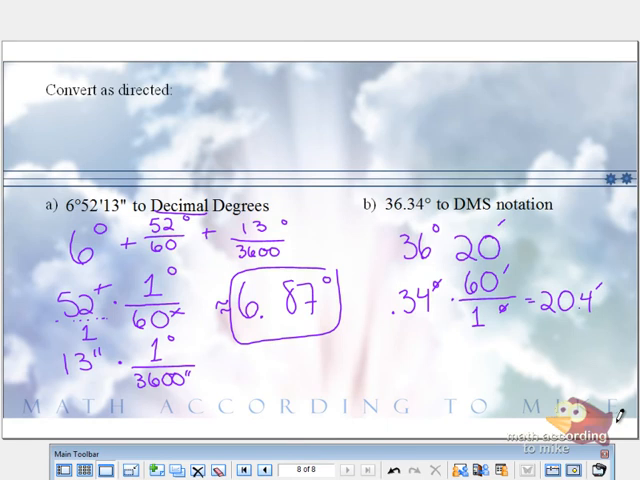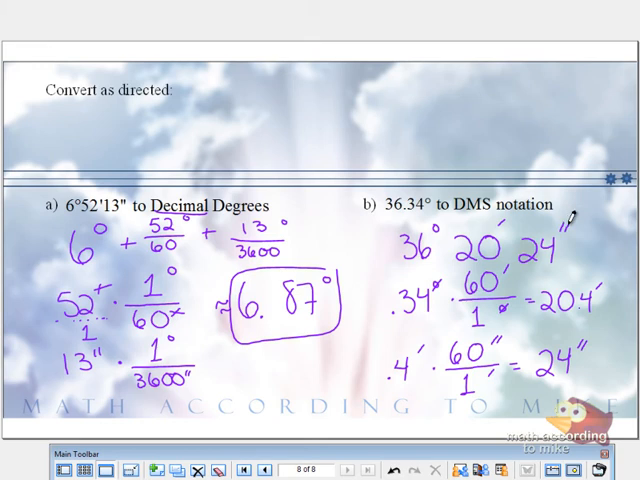And now we take the decimal portion again. This time it's in terms of minutes, and we need to go to seconds. So what unit fraction are we going to multiply by? Yeah, 60 seconds is 1 minute. So the minutes would cancel. Without a calculator, what's 0.4 times 60? Go on and say it. 0.4. Yeah. So your final answer is 36 degrees, 20 minutes, 24 seconds.